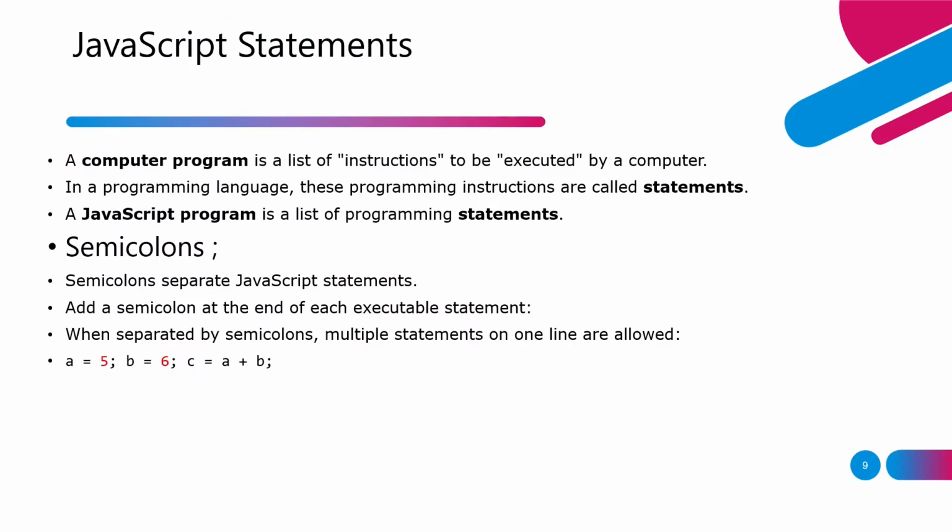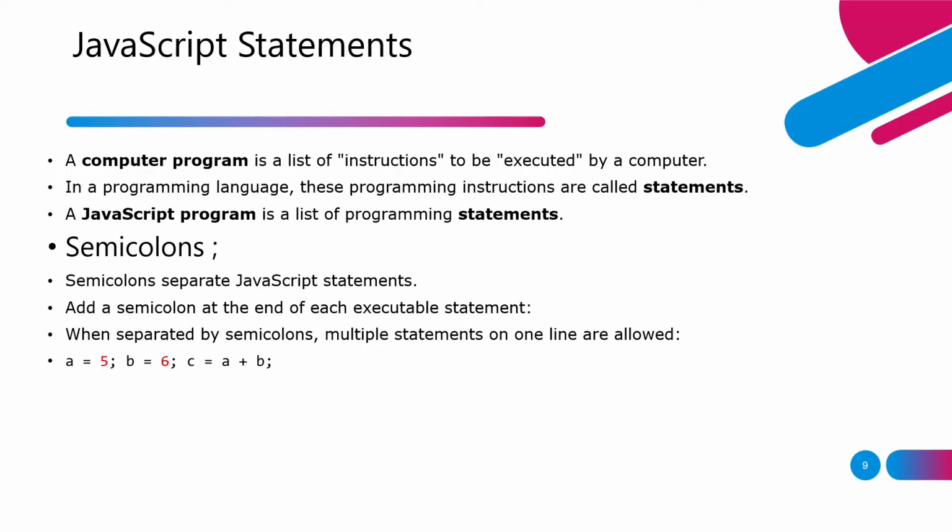JavaScript tutorial. JavaScript statements. Computer programming is a list of instructions to be executed by a computer. In a programming language, these programming instructions are called statements. A JavaScript program is a list of programming statements. Statements are used when we have to do some work, and we go one by one. This is called a statement.